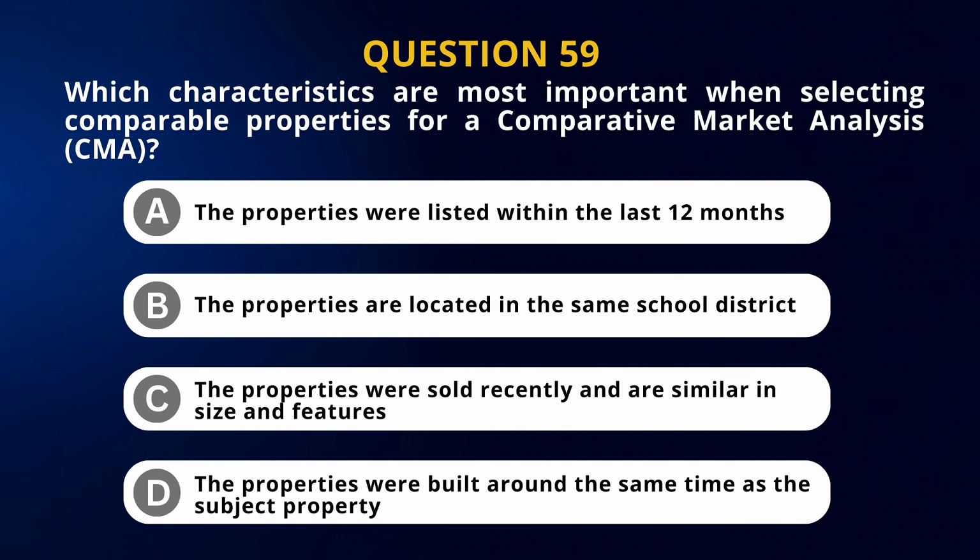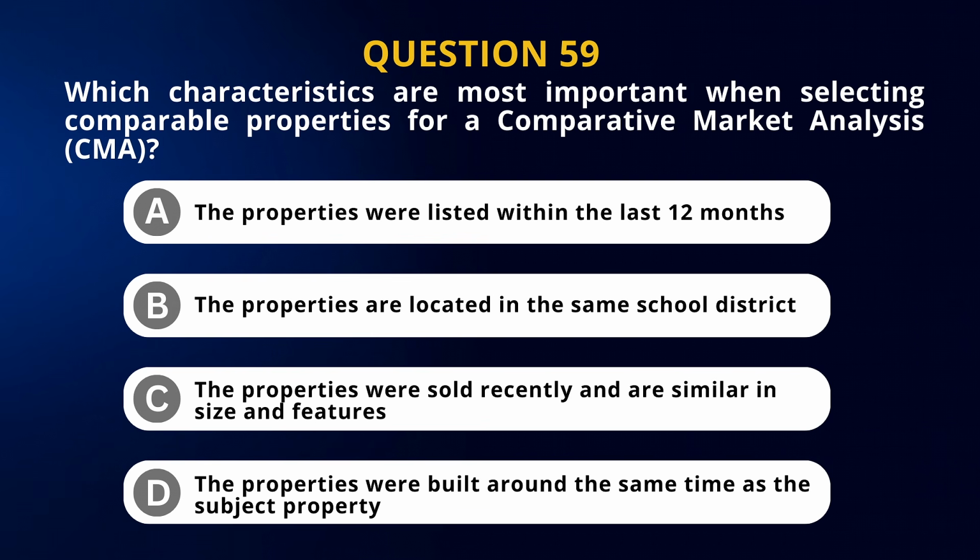Question number 59. Which characteristics are most important when selecting comparable properties for a comparative market analysis, or CMA? Letter A, the properties were listed within the last 12 months. Letter B, the properties are located in the same school district. Letter C, the properties were sold recently and are similar in size and feature. Letter D, the properties were built around the same time as the subject property.